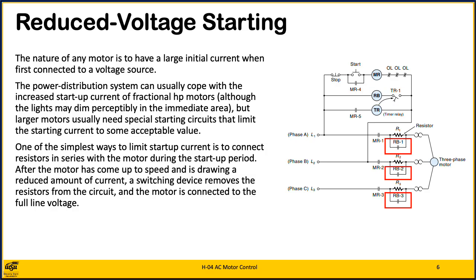Relay RB has three sets of contacts, RB1, RB2 and RB3, that connect the motor directly to the power lines, bypassing the resistors.